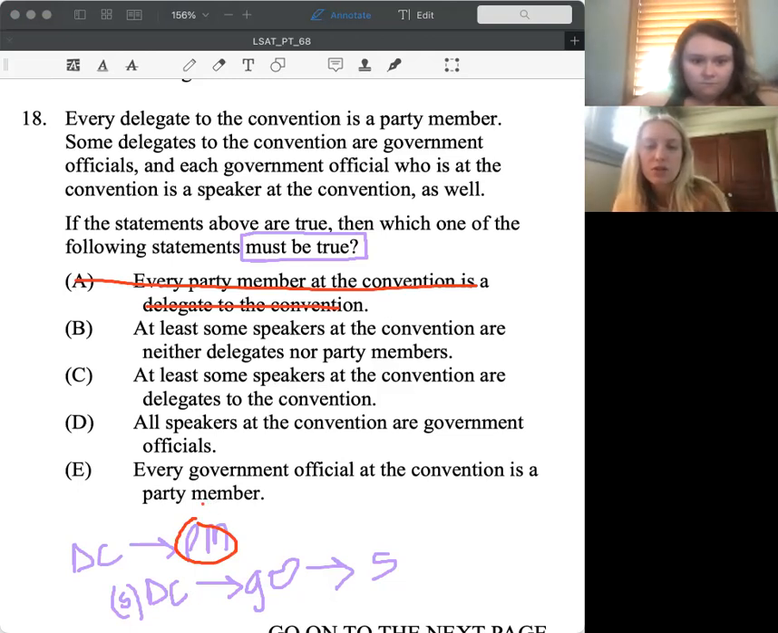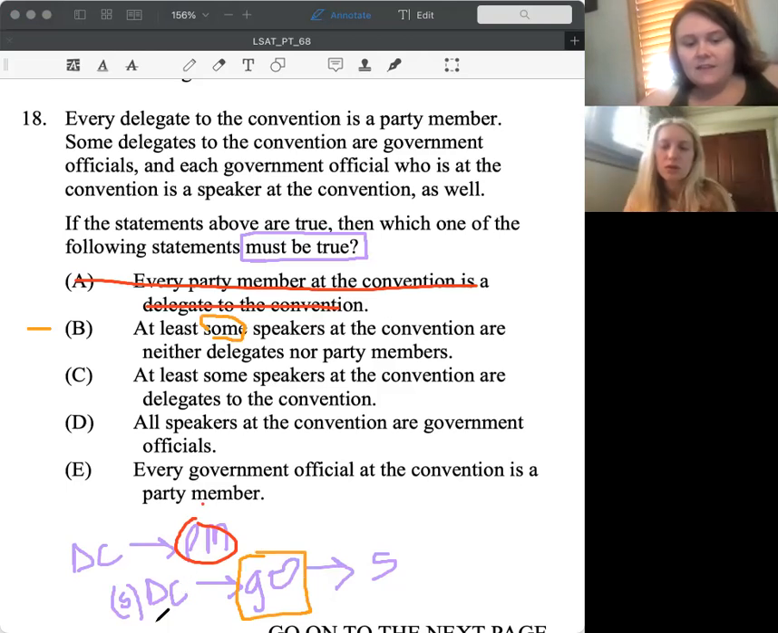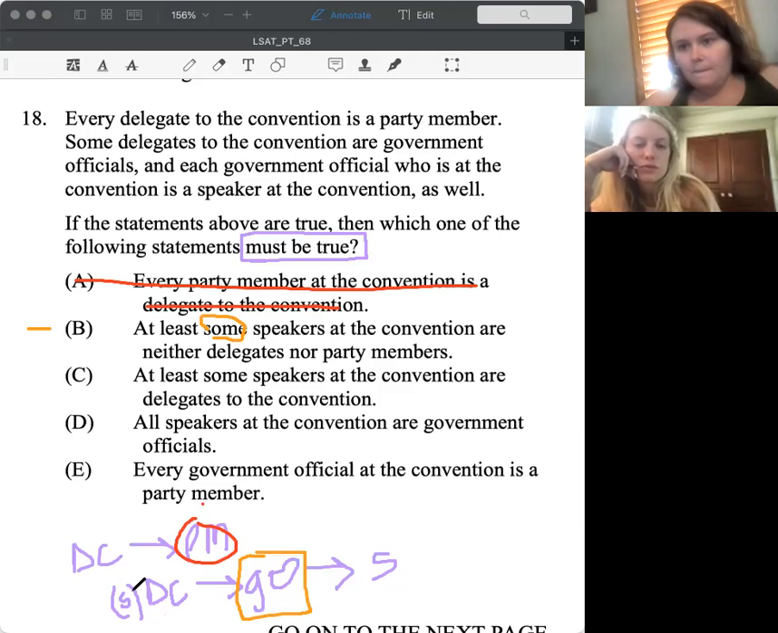At least some speakers at the convention are neither delegates nor party members. Well, I guess if we have the statement that some delegates are government officials, like you said, we can only say at least one government official is a party member. But it could be all, right? I don't love B, but I'm going to leave it. But it's saying at least some, so at least one of the speakers is not a delegate nor a party member. The only way that this must be true would be if there's a government official that's not a delegate that is a speaker. But couldn't it be true that every single government official that is there is a delegate? Yeah. So that's why I would cross B off.